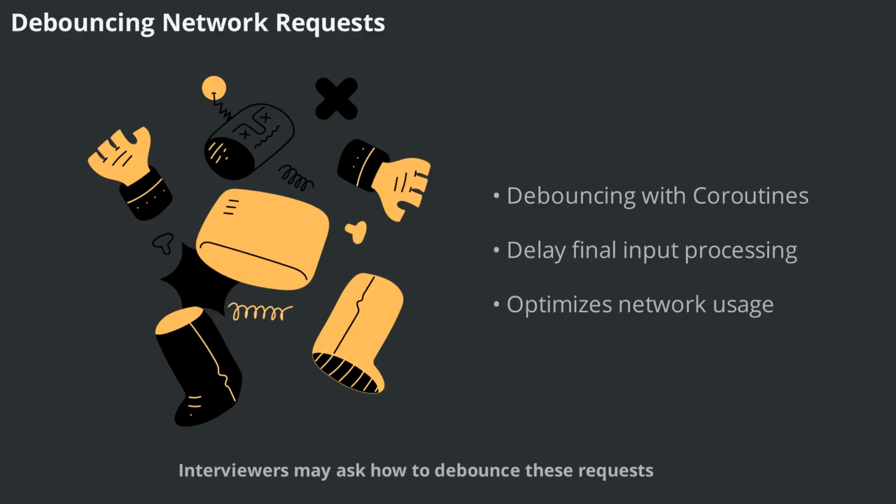Interviewers may ask how to demonstrate these requests, ensuring only the final input is processed after a delay. Using Kotlin coroutines or handler, you can implement debouncing by canceling previous jobs and executing the search after a set delay. This approach optimizes network usage and enhances user experience, especially in apps with real-time search functionality.